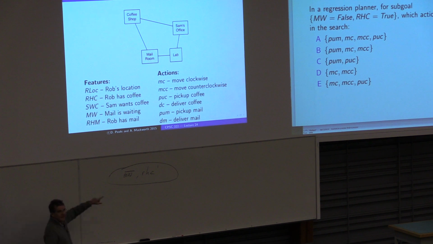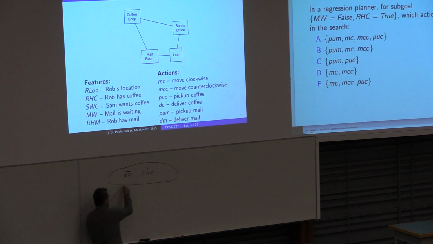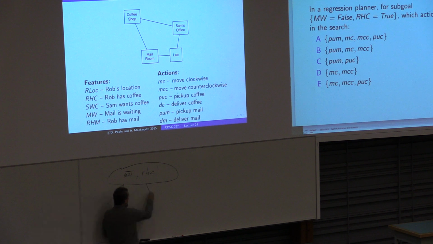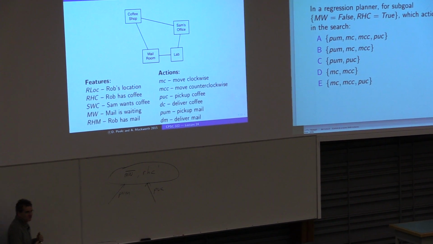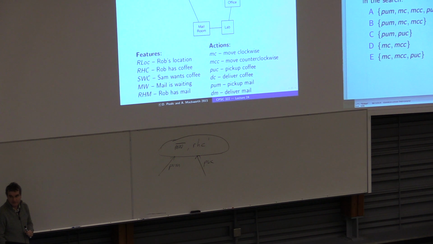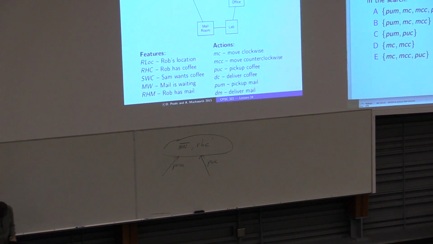So what we want to do again, we have to achieve one of these goals. What can achieve mail waiting being false? Pick up mail, right? That's the only thing that can achieve this. What can achieve robot has coffee? Pick up coffee. There aren't any other actions that achieve these. Right? So the answer is C.